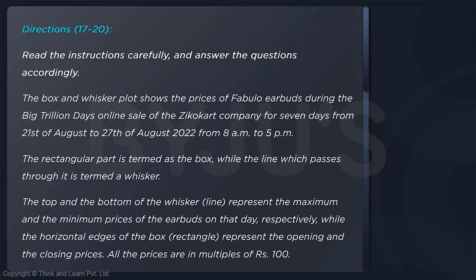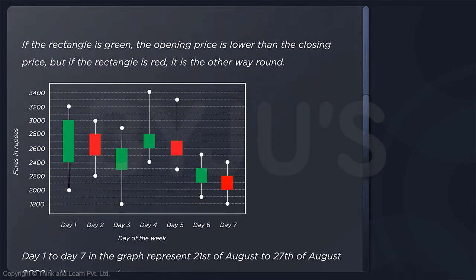Alright, the last set. Once again, this set is not very difficult. This is actually based on a type of plot called box and whisker plot. So if you're familiar with this, the question becomes very easy. So you're talking about information given to us of the prices of certain earbuds over a period of 7 days. So here is the information given to us in the table.